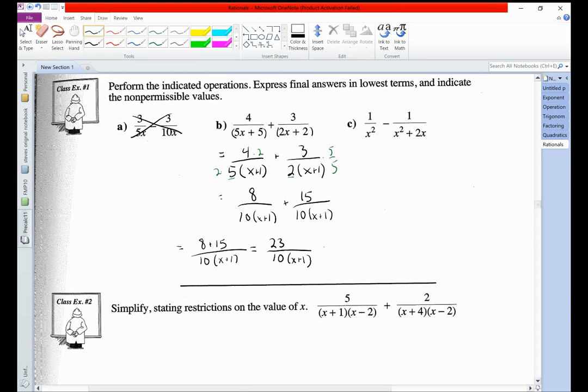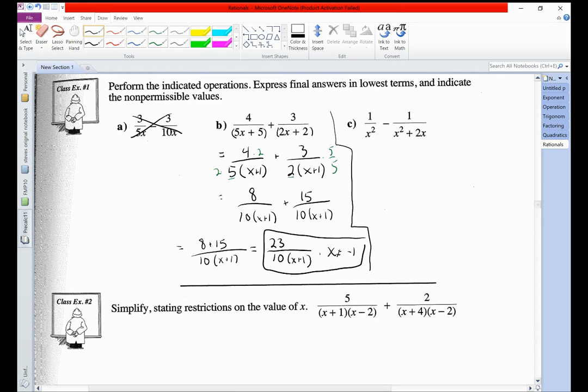It is important that we say that x cannot equal negative 1. That's our non-permissible value. So if we hadn't factored out that 5 and that 2, we wouldn't have realized that the common denominator was pretty close to being the same. We just had to multiply something really small, and we saved ourselves a lot of complication.